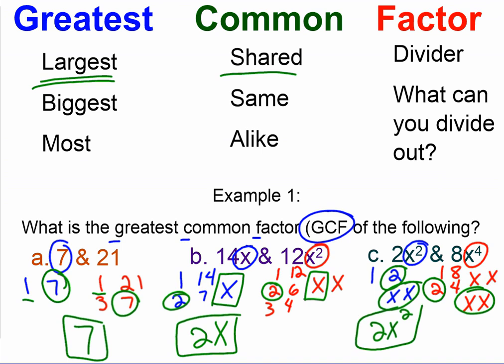One thing you might also notice is that when I have my smaller exponent, that typically ends up being in my greatest common factor. And if you notice again on this one, my smaller exponent was x, and that's how I end up with x as my greatest common factor.